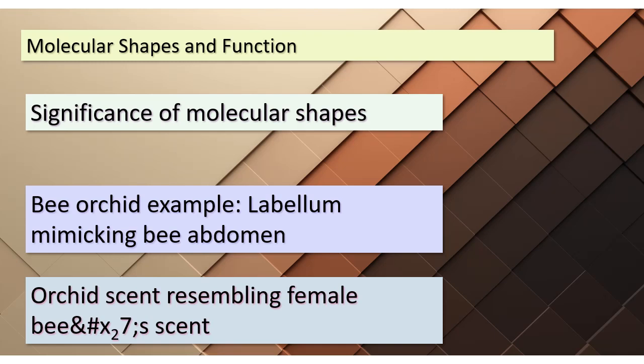So, just as the bee orchid's shape influences its function in the natural world, molecular shapes play a vital role in the behaviors and interactions of molecules. Fascinating, isn't it? Let's continue exploring.